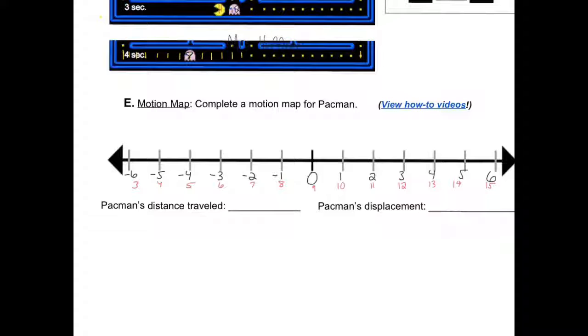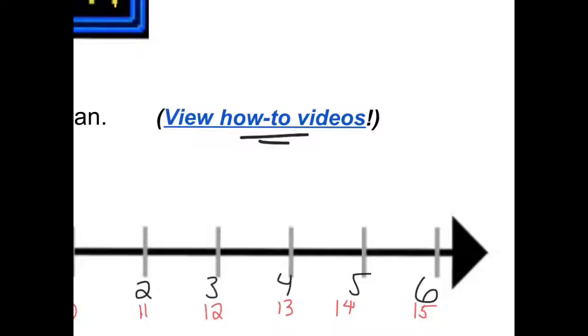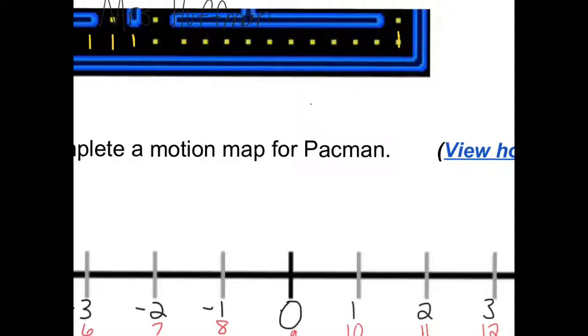Let's take a look at how to do the motion map. Now, I am working on an assumption that you have viewed the how-to video. If not, you need to pause this video and go do that. It's pretty short. But to reiterate, what that woman is explaining in the video is that we're going to use one dot and one arrow for any 1 second that the object is moving. The object in this case is Pac-Man. We are not talking about Pinky as we complete this particular motion map. Now, there may be motion maps later you do on your own where you're focused on Pinky, but we are just talking about Pac-Man right now.